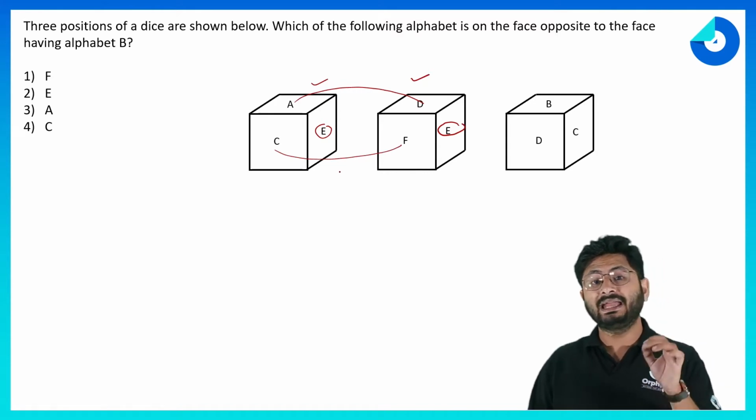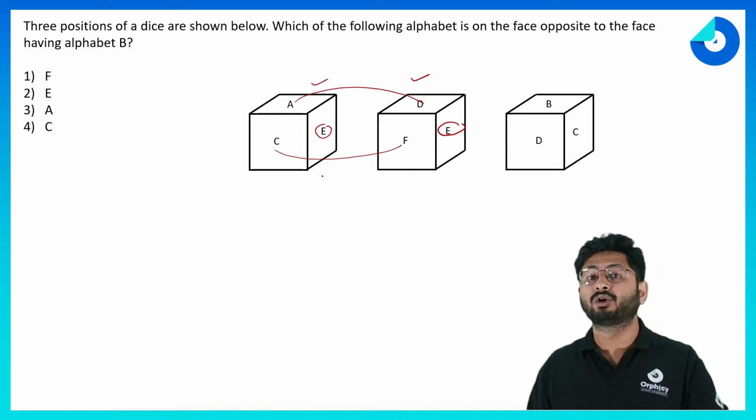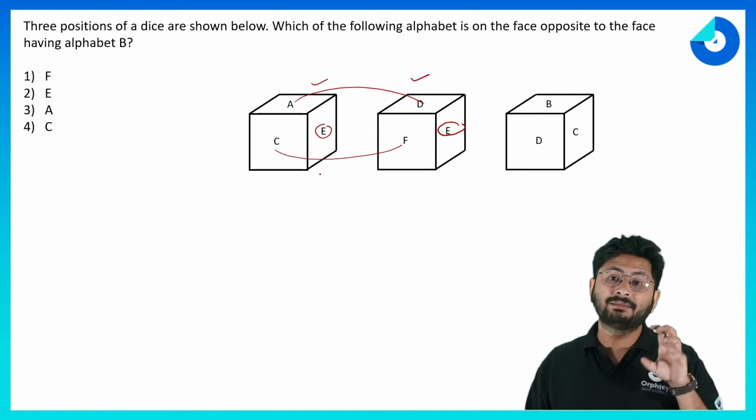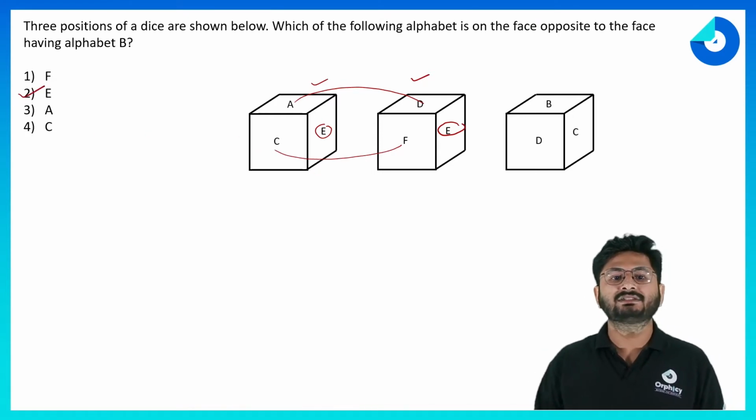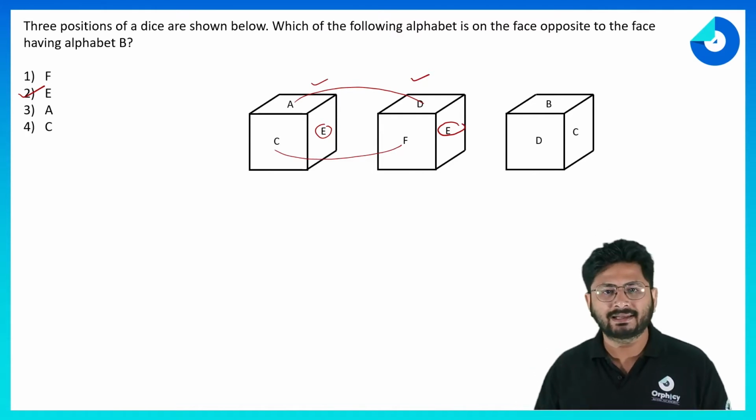So I would say A is opposite to D, C is opposite to F, so E can be opposite to only B, so B opposite to E, so that's why option 2 should have been the correct answer.